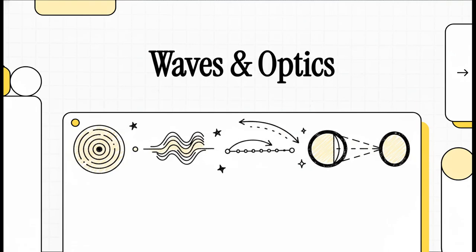All right, today we're going to talk about something that's all around us, from the smallest ripple in a pond all the way up to the light traveling from the most distant galaxies. We're talking about waves and optics, the fundamental language of nature itself. So let's jump right in.